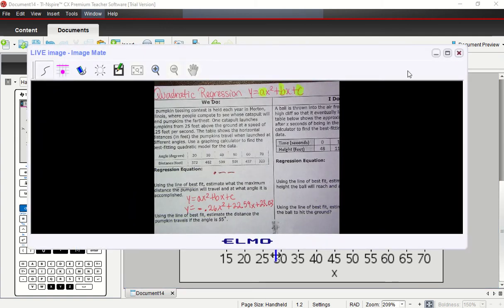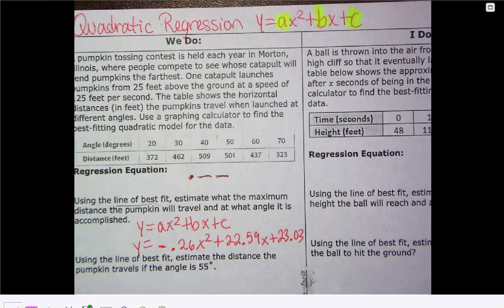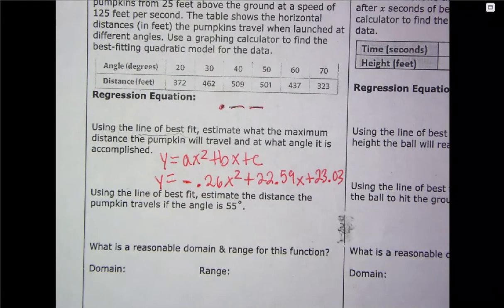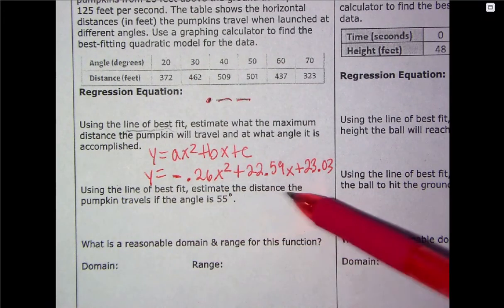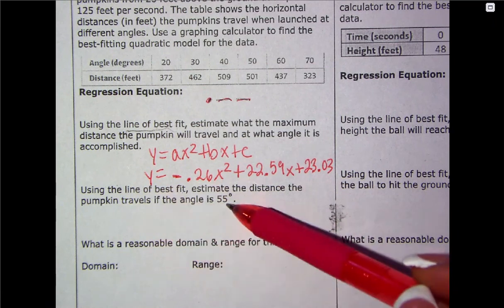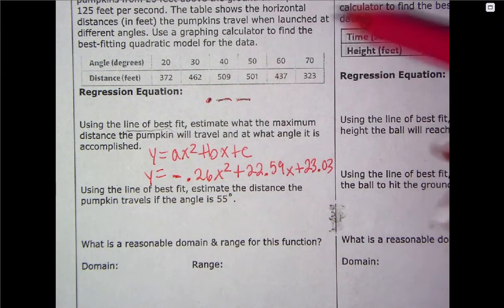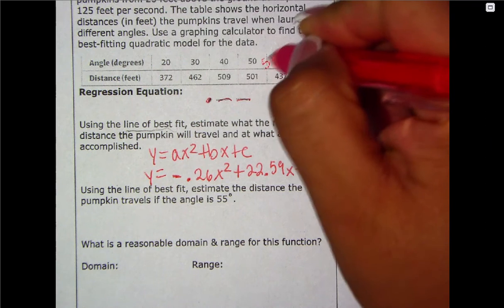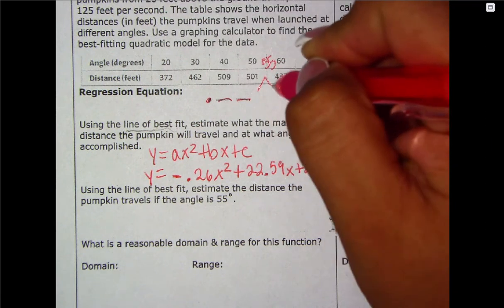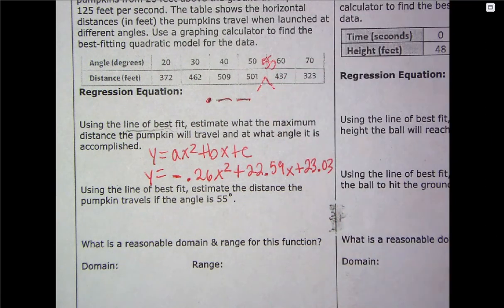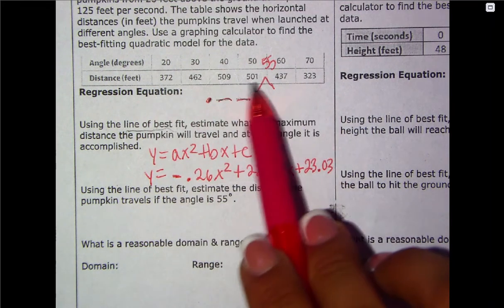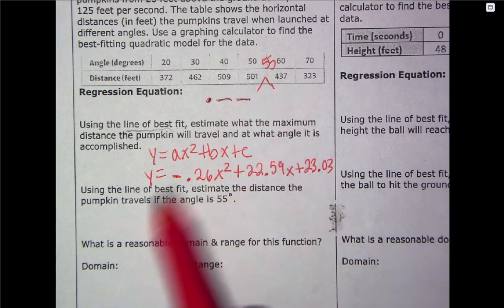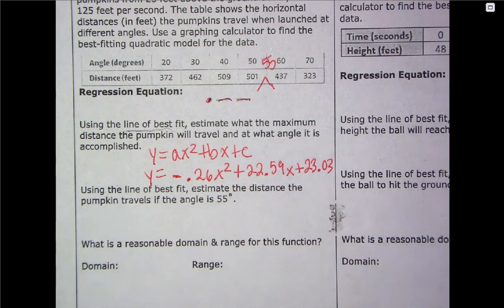So now that we have our quadratic regression equation, we are going to predict. It says, using the line of best fit, estimate the distance the pumpkin travels at 55. If you look at the table, 55 is not here, but if it was, it would be right here. So we are going to find what value we can imagine will go in there. But if you notice, the values are not changing in a constant predictable way, so it's going to vary. That's why we use the quadratic regression to predict that.